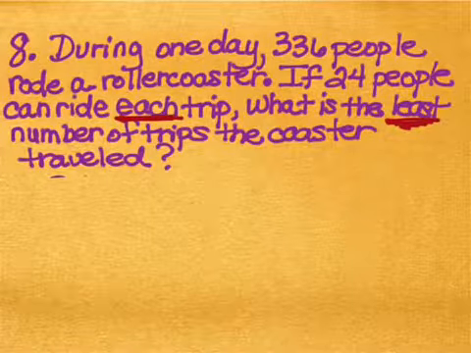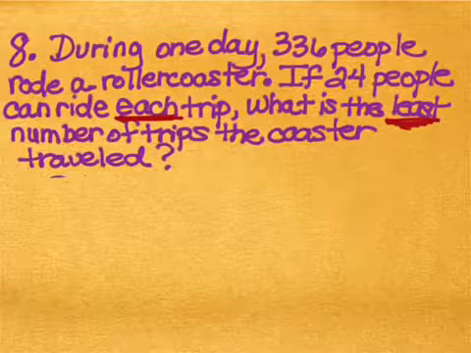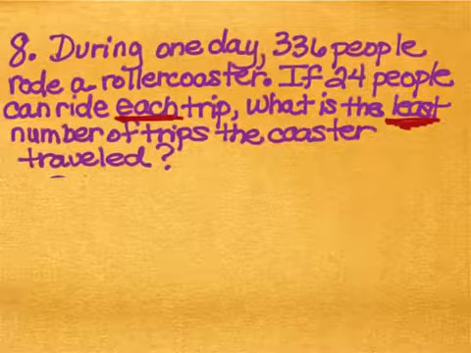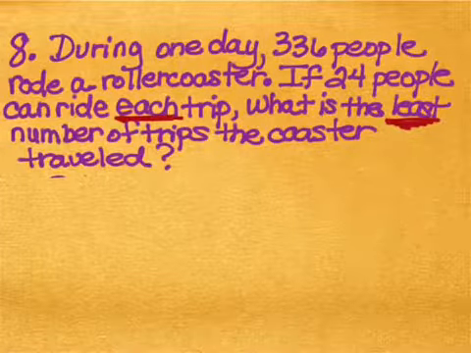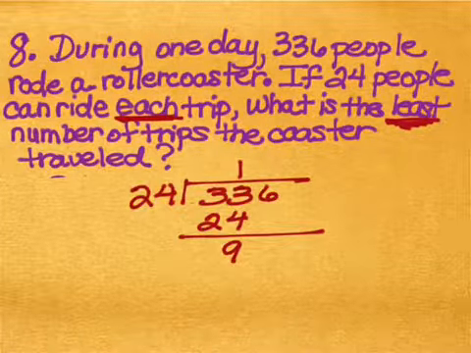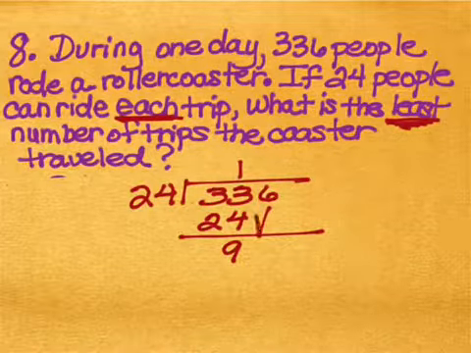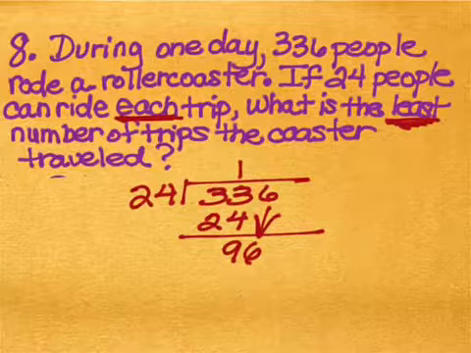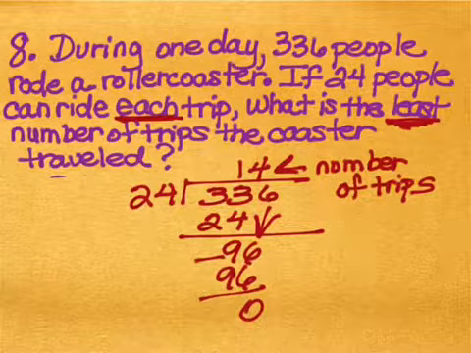Number 8 is also a division problem. It says during one day, 336 people rode a roller coaster. If 24 people can ride each trip, each being that keyword again, what is the least number of trips the coaster traveled? 24 will divide into 33 one time with 9 left over. If I bring down my 6, 24 will divide into 96 4 times. So the number of trips would be 14.